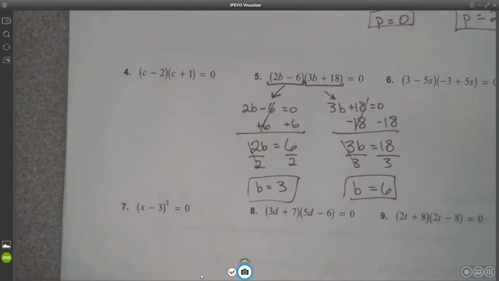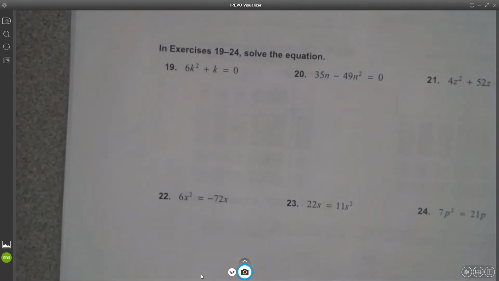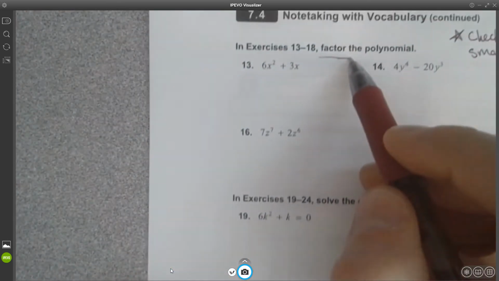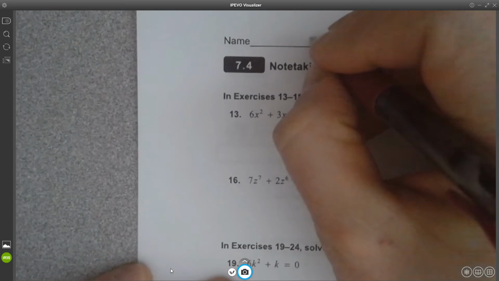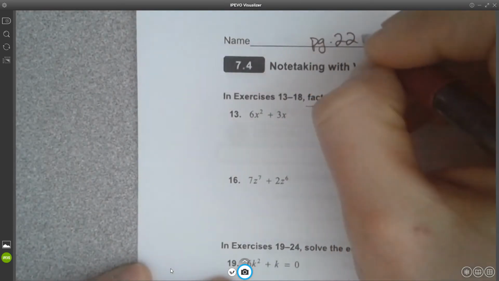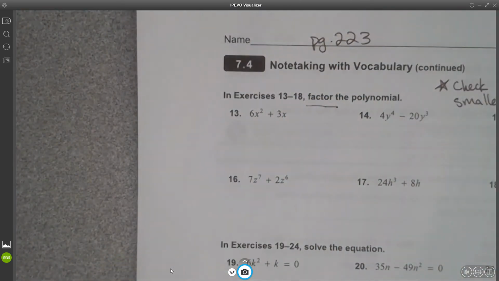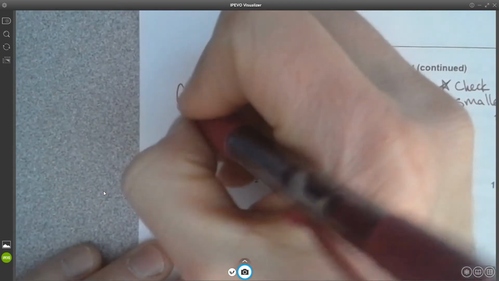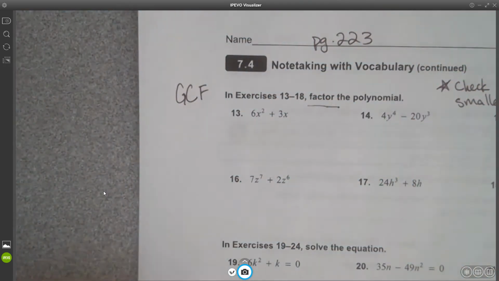So we're here in section 7.4, moving on to page 223. We're going to start talking about factoring the polynomial here. We talked in the first video about finding a greatest common factor. So we're only factoring by pulling out the greatest common factor of each term.